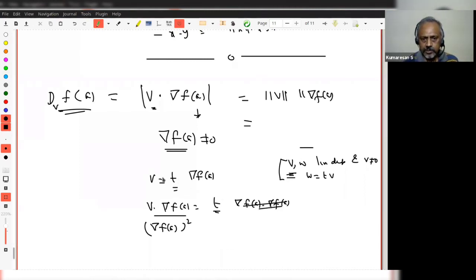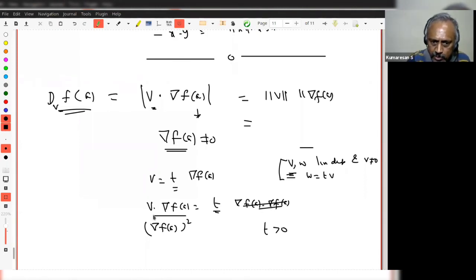Okay. Therefore, I know the best possible direction. It must be this. Now, notice that if t is negative, then it's going to be steepest descent. If this is positive, then it will be the positive. Suppose t is positive, then v is a positive scalar multiple of del f(a).